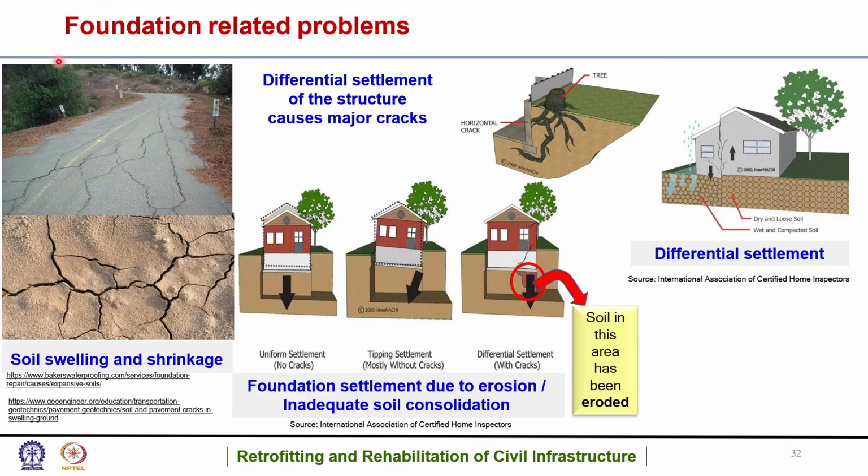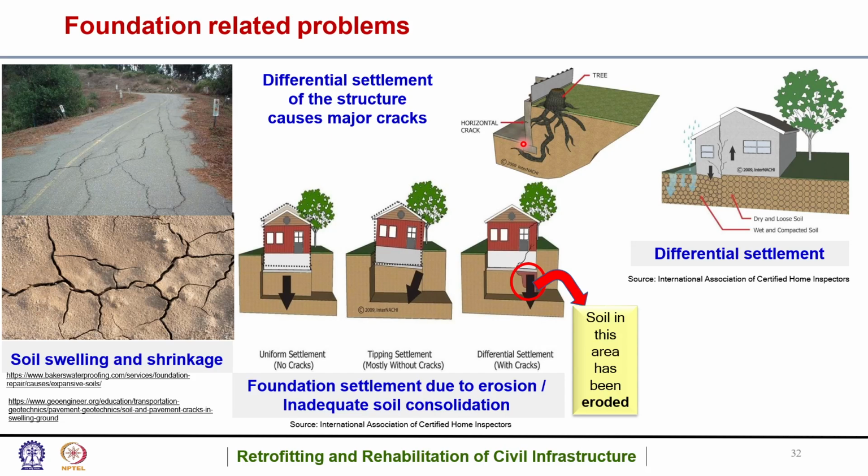Then there can be foundation-related problems also, which cause distress. One is soil swelling and shrinkage, which is mainly related to the geotechnical aspect. We will be studying all of them in detail in the coming classes. There can be various factors due to which foundation-related problems can occur. One is soil swelling and shrinkage. One is differential settlement of the structure, which causes major cracks.